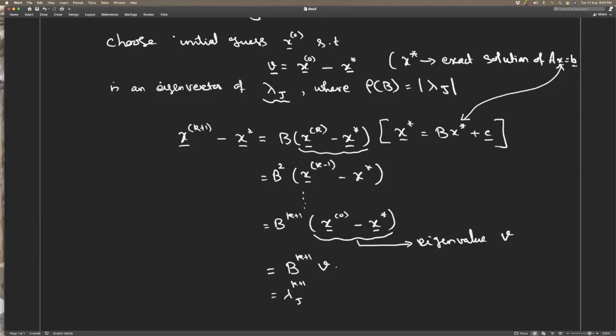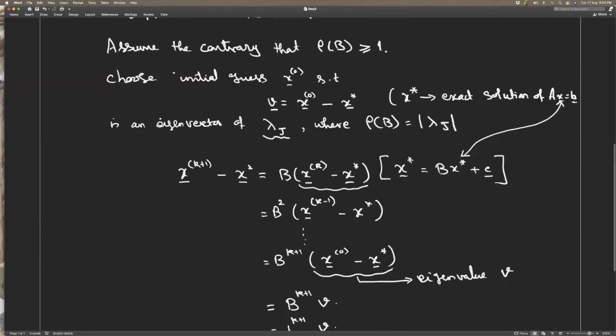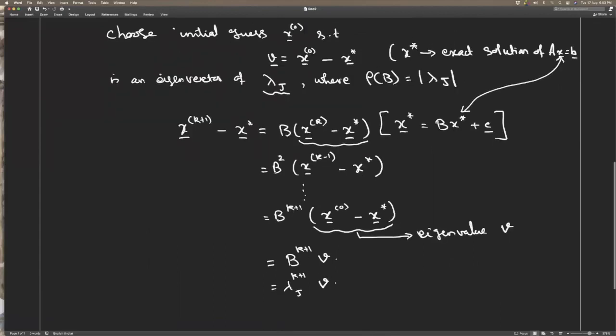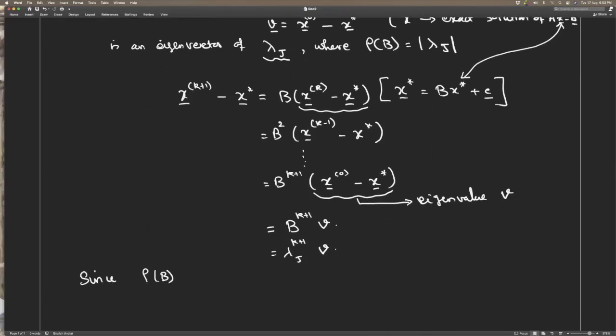Now we have assumed that the spectral radius of B is greater than or equal to 1, which is nothing but modulus of lambda j being greater than or equal to 1. That is what we have assumed. That implies that x k plus 1 will never converge to x star. Why? Because this will not converge to 0. Remember, v is a non-zero vector.